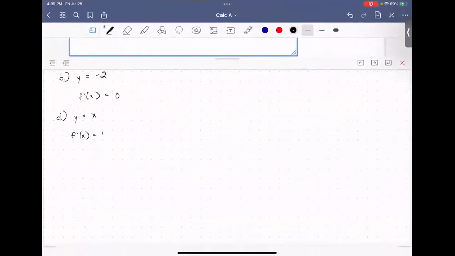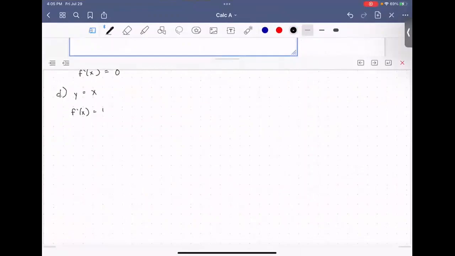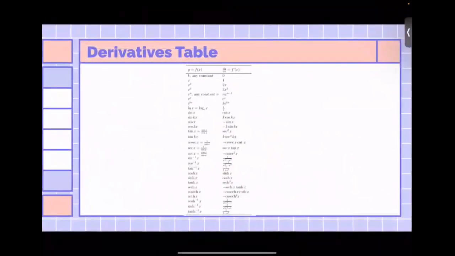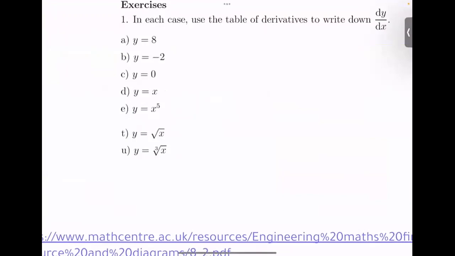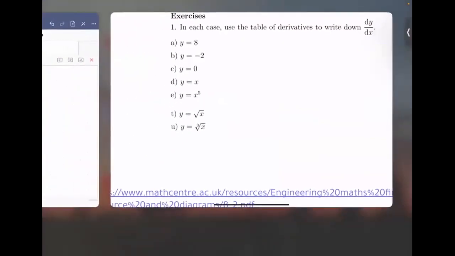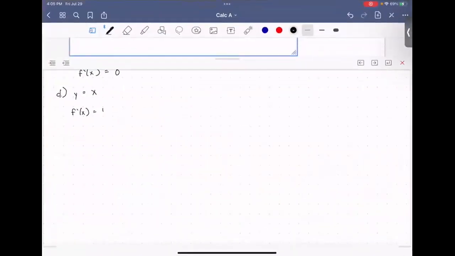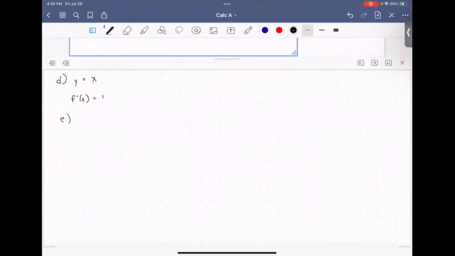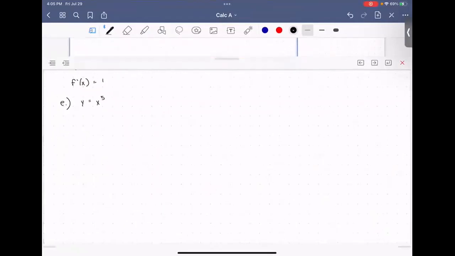Okay, let's turn that into a D. E is saying y is equal to x to the 5th power. I'm so sorry. This one is asking you to solve x to the 5th power. So now we want to find f prime of this, the x to the 5th power.